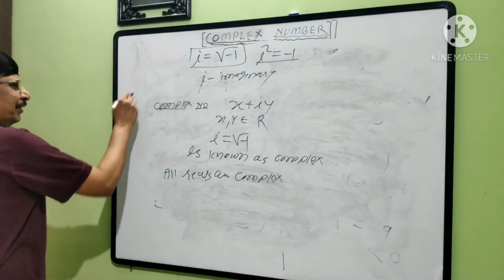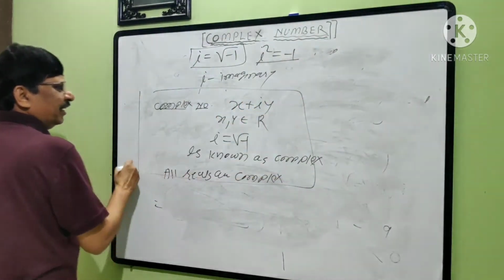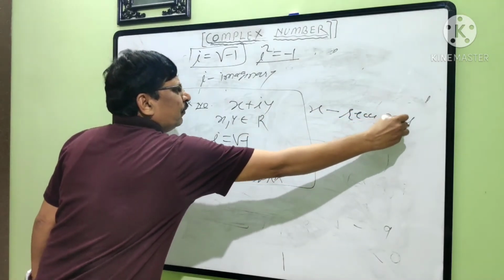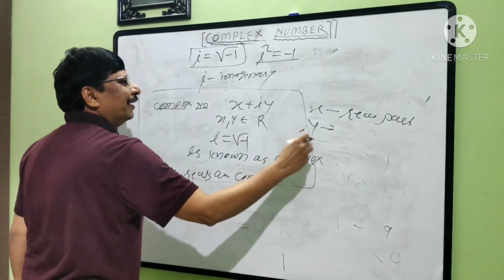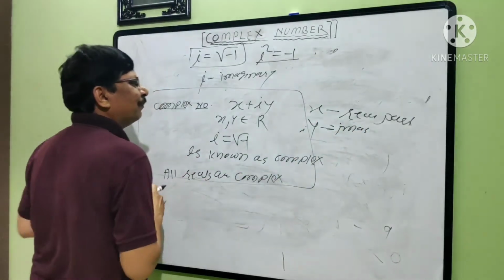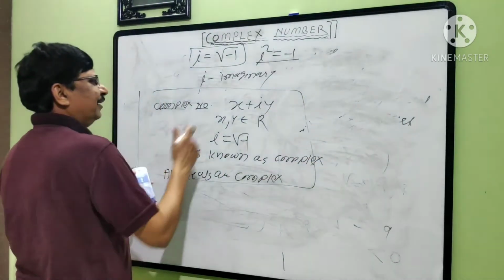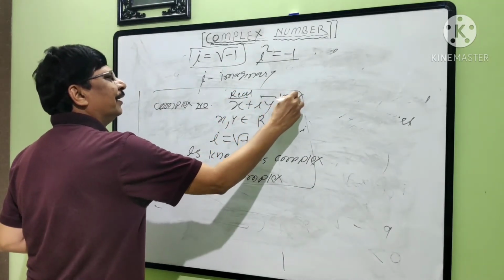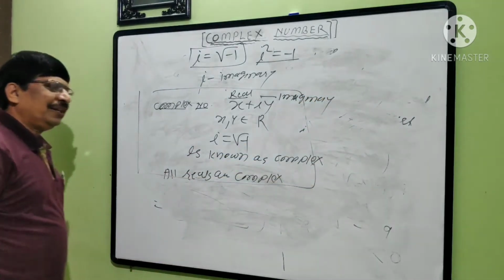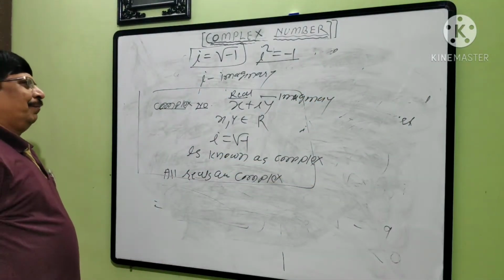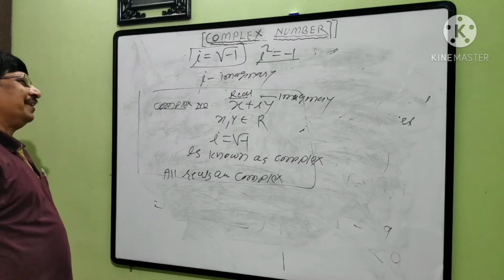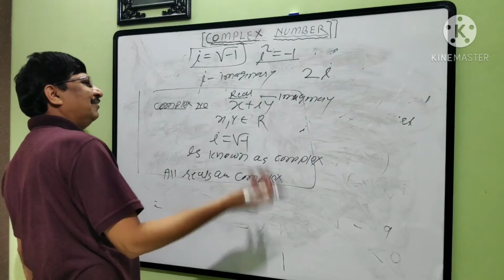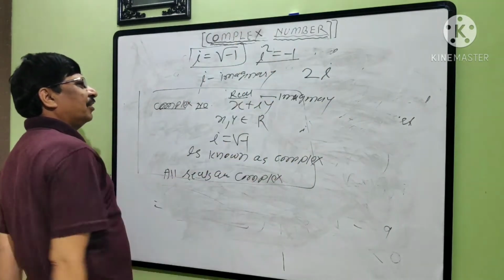Okay, that is the important definition. x is called the real part, and this y is the imaginary part. This is the real part, and this is the imaginary part. All reals are complex numbers, but all complex numbers are not real. Now this number is not real actually. All reals are complex, but all complex are not real.